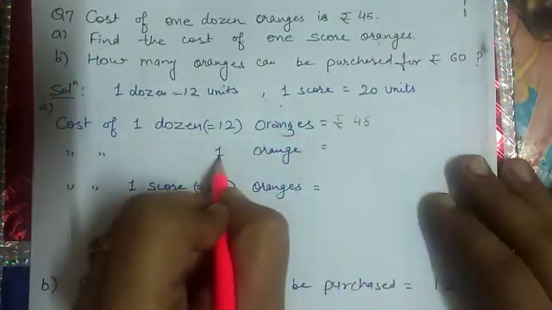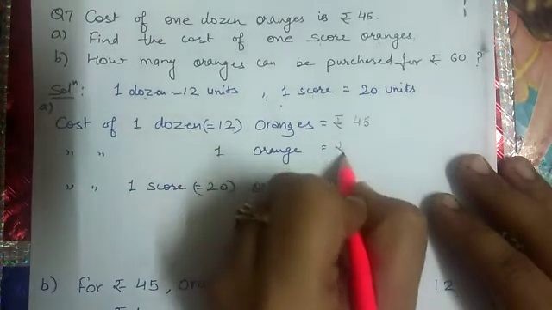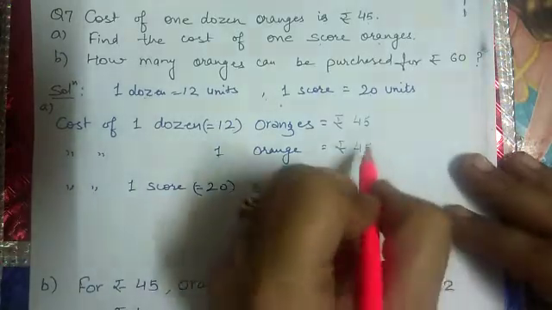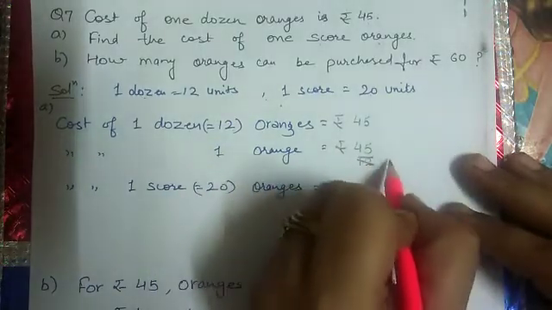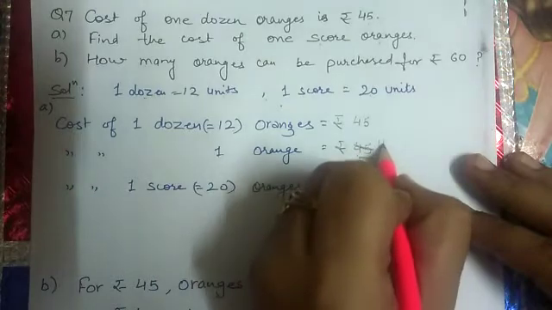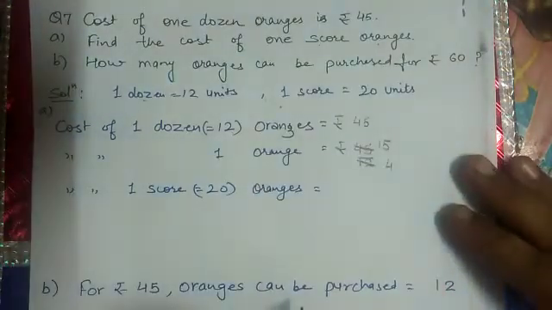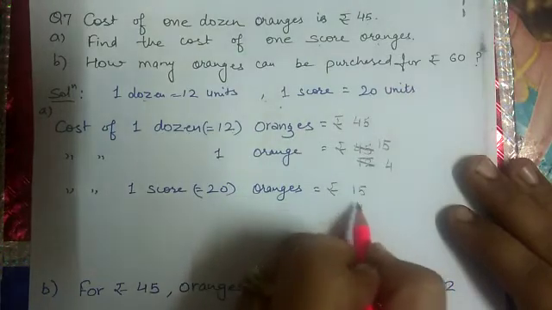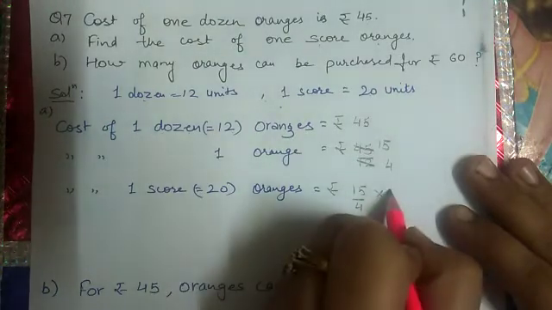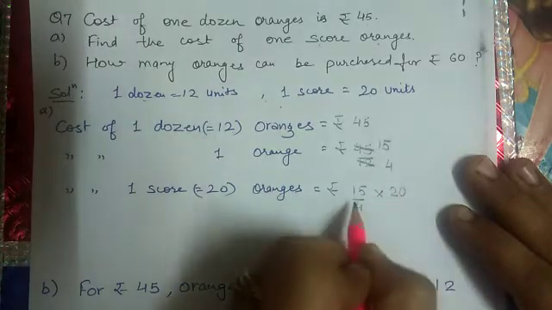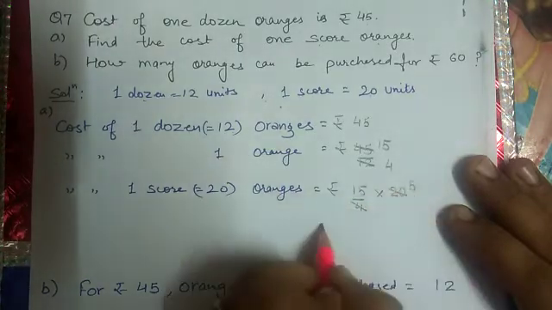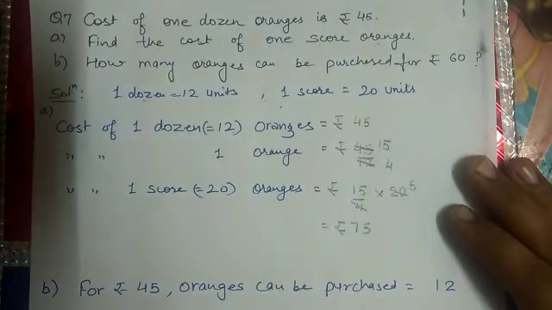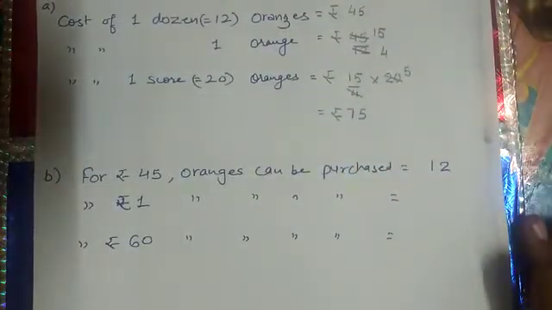And the cost of 1 orange, obviously that will be less, so we should do the division. Fine. Both of the numbers are divisible by 3. Now, to get the cost of 20 oranges, we will multiply 20 by the cost of 1 orange, and that became rupees 75.